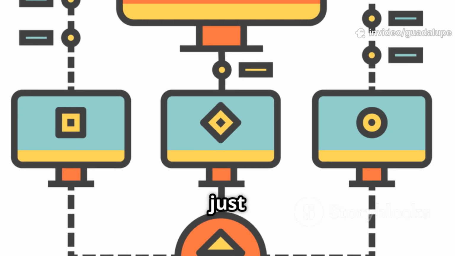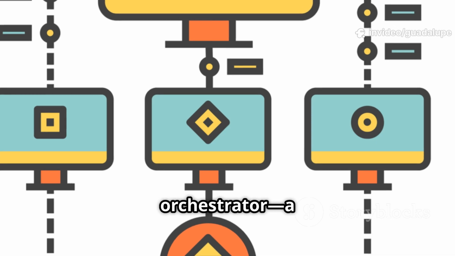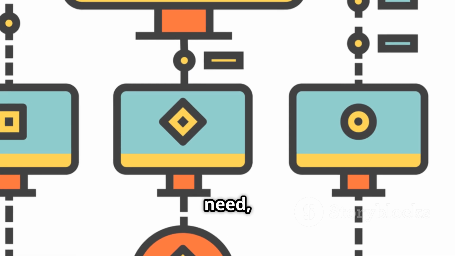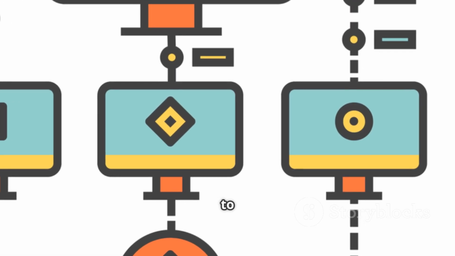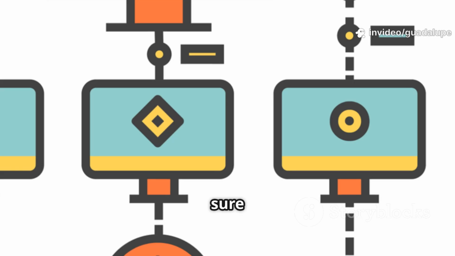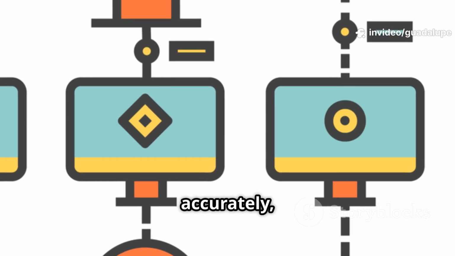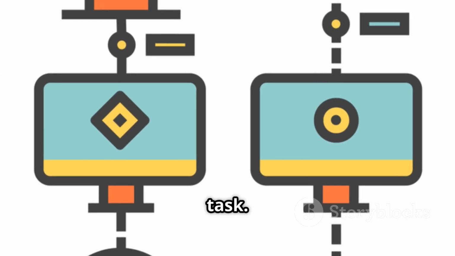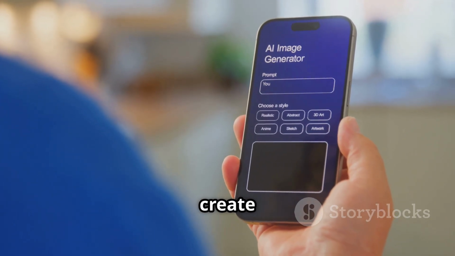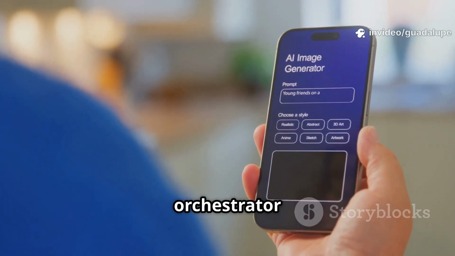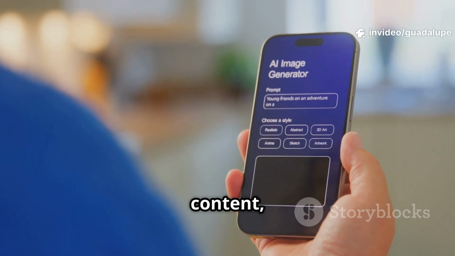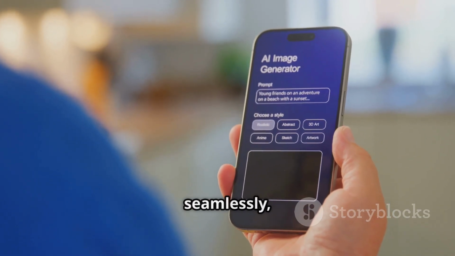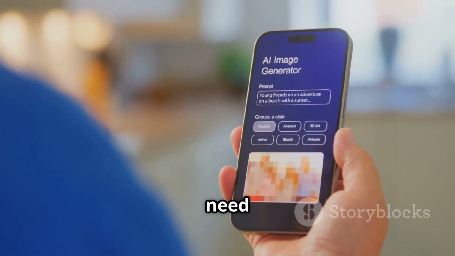But Copilot is more than just a language model. It also includes an orchestrator, a kind of digital conductor that listens to your requests, figures out exactly what you need, and then decides which tools or services to use to get the job done. The orchestrator makes sure your request is handled efficiently and accurately, whether you're asking for information, creating content, or automating a task. For example, if you ask Copilot to create a picture or generate a chart, the orchestrator knows to use the right AI tools for visual content, not just text. This means Copilot can switch between different types of tasks seamlessly, adapting to whatever you need in the moment.